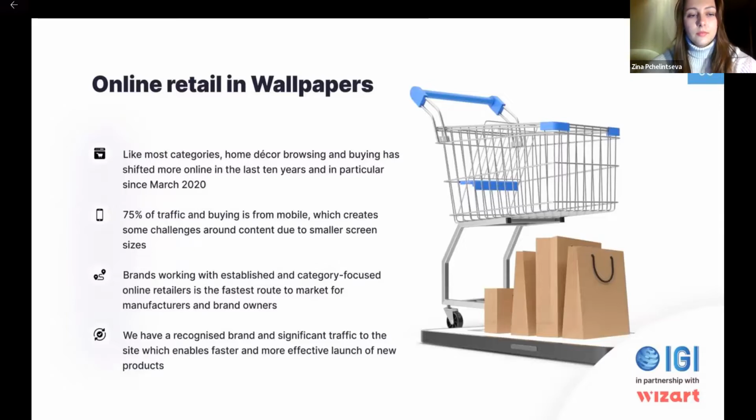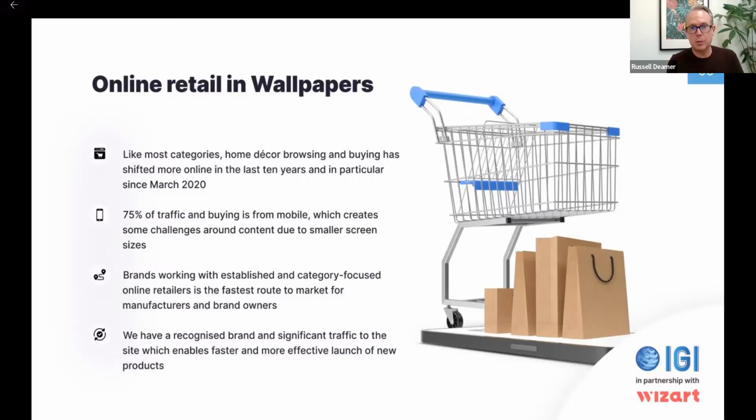So just to give you a little bit of an overview of online retail in wallpaper, the wallpaper category, like most categories, we've seen a significant increase in browsing and buying online for wallpapers in the last 10 years. And of course, more so since March 2020, when we saw a significant increase during COVID, as that trend accelerated online. Nowadays, we find around about 75% of our traffic comes from mobile, which is great, but it also creates some challenges, notably around screen size, so imagery, and also product detail, and also challenges around conversion rates, because people tend to browse more on mobile phone than they would on a desktop or laptop. So therefore, we need to try and improve conversion rates on those platforms.